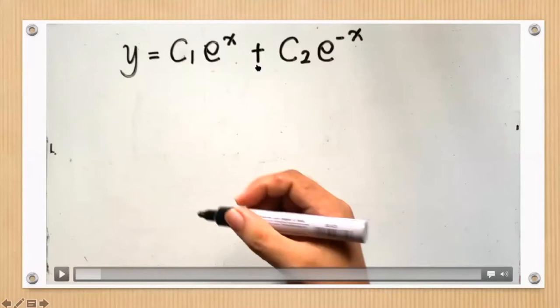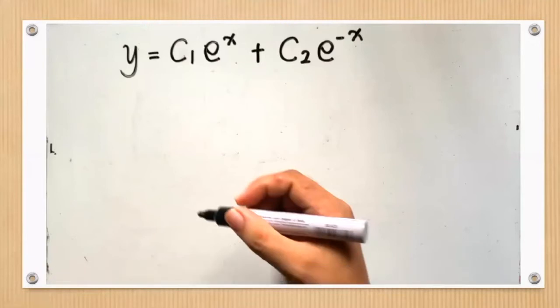Okay, now let's proceed to this example. We have a given solution or equation y equals c sub 1 e raised to x plus c sub 2 e raised to negative x. The first thing you do is count the number of arbitrary constants present in the equation. So there are two arbitrary constants. We have c sub 1 and c sub 2.